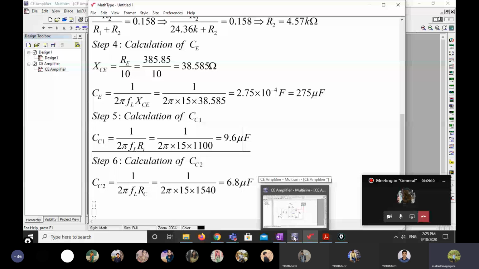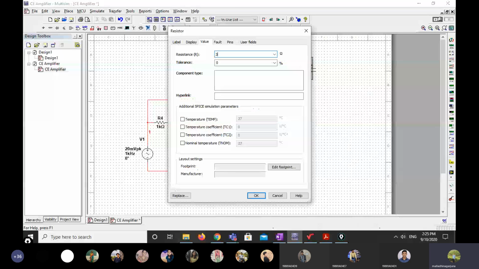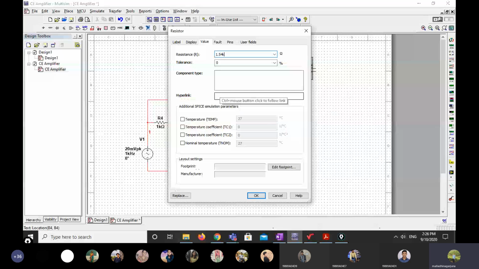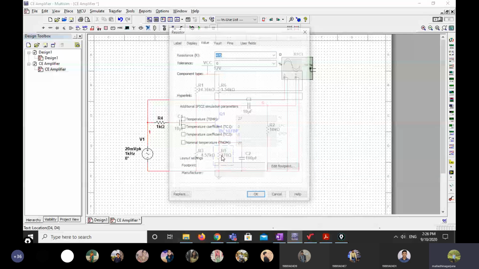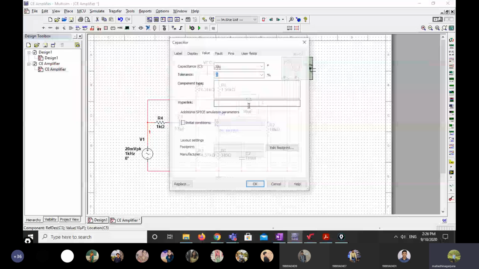This is the circuit, a CE amplifier, with 12 volts. I'm taking the exact values, not software values: 24.36 K I got, this is 4.57 K, and this is 1.54 K. This is 10, 10, 100. This is 9.6 micro, this is 6.8 micro, and this is 2 micro.